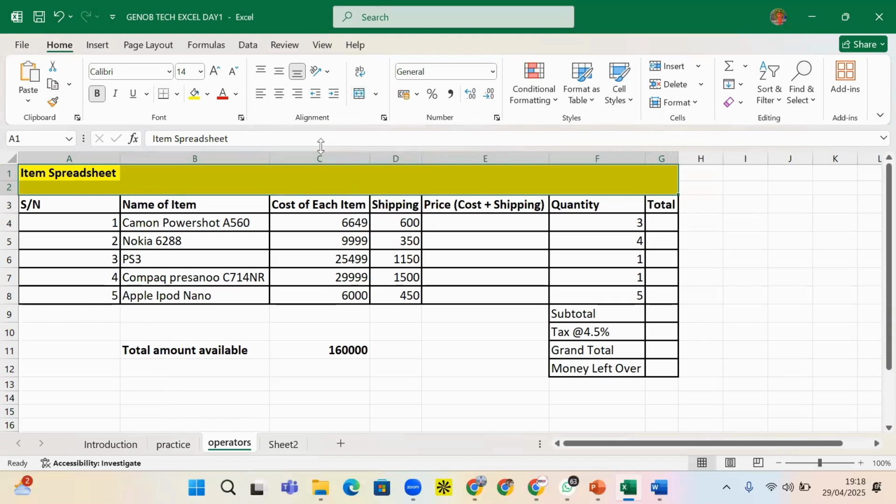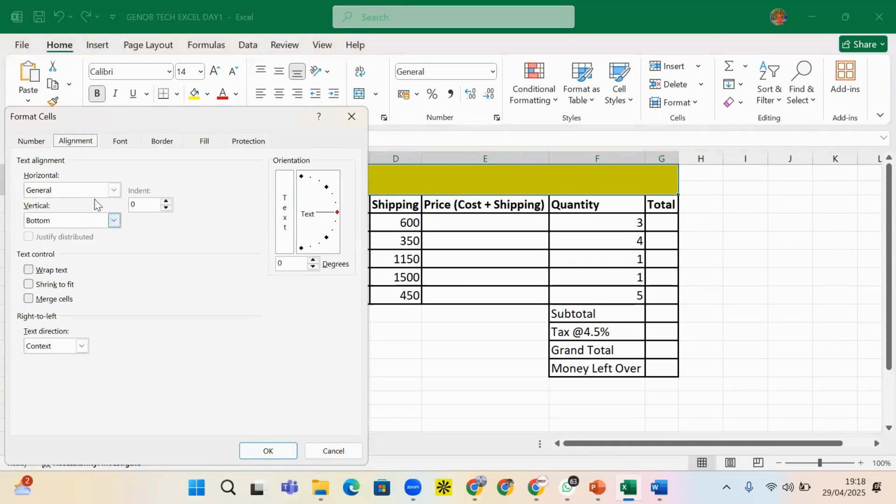We have another merge that is also very useful and important, but it's not here. For us to see it, we need to expand the alignment panel through this launcher here. I click on the launcher. If you check here, under horizontal, we have general, right? Okay, vertical, I think. Nope, horizontal. So you see merge across selection. If I click merge across selection, it will merge across the selection.